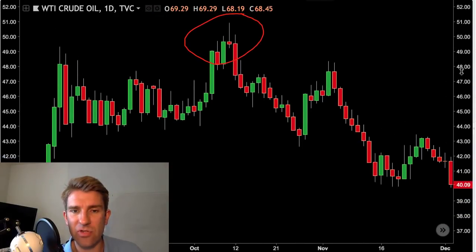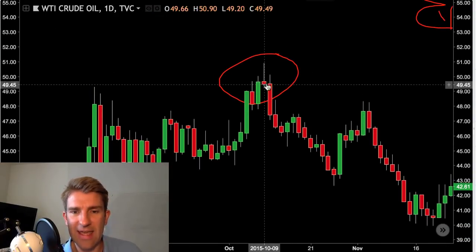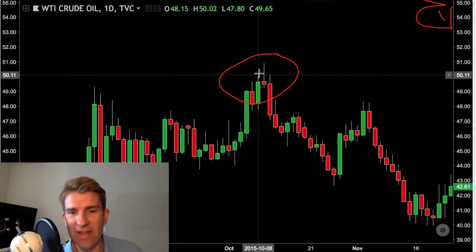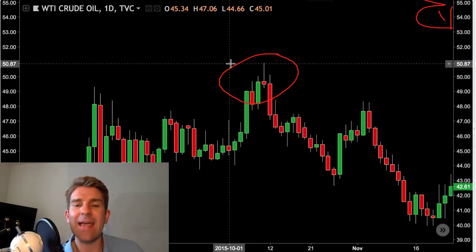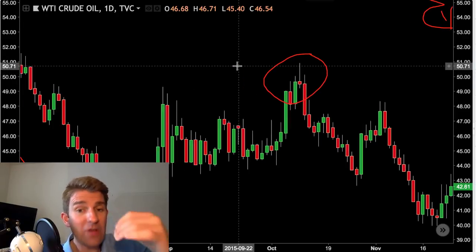So here, let me just adjust that slightly. Here is a textbook shooting star. That is more than twice of the high there. That distance between there is more than twice the distance of the body. It's perfect. And do you know why else it's perfect?